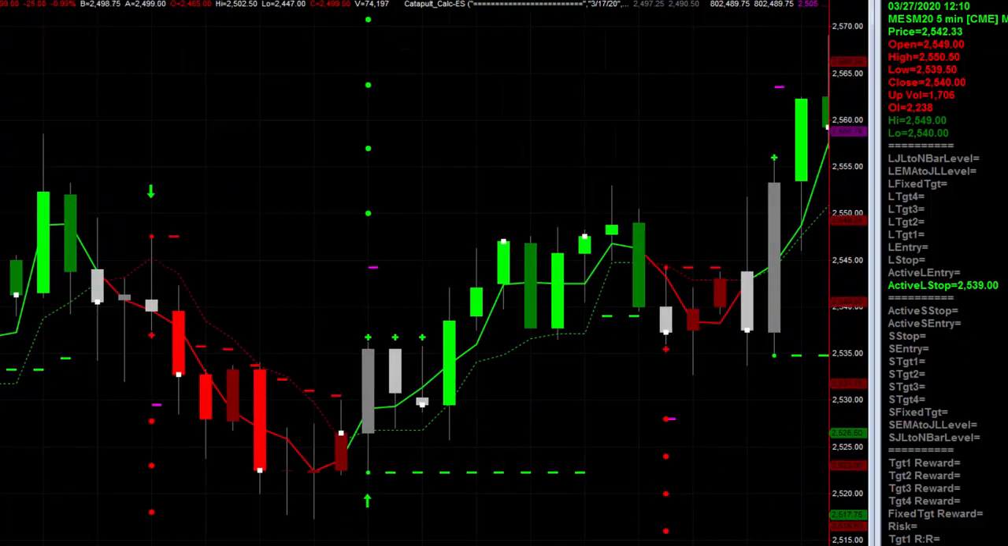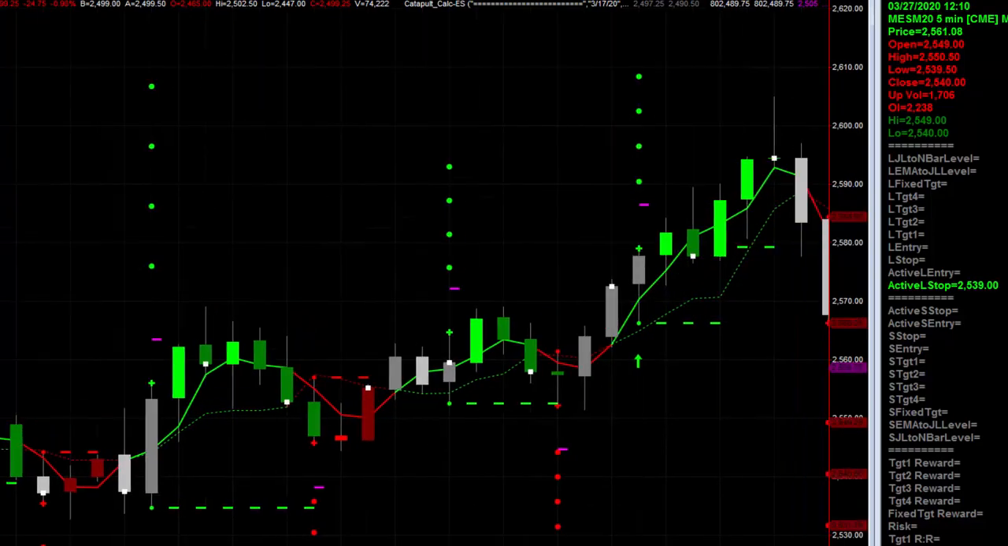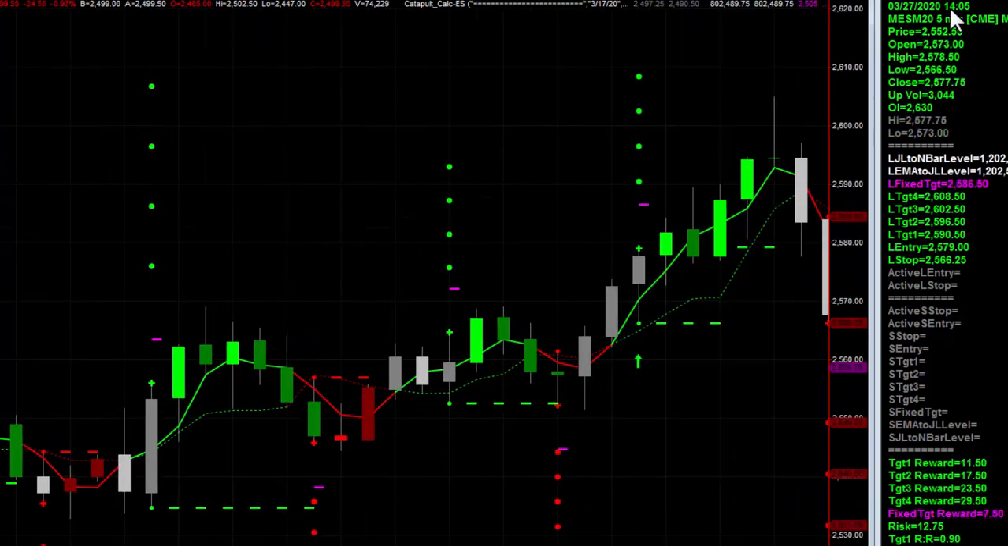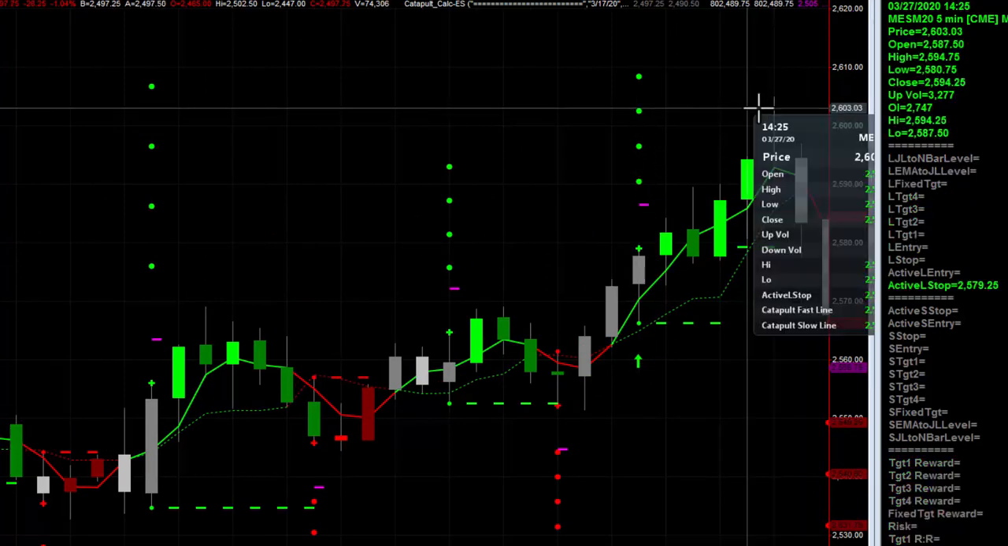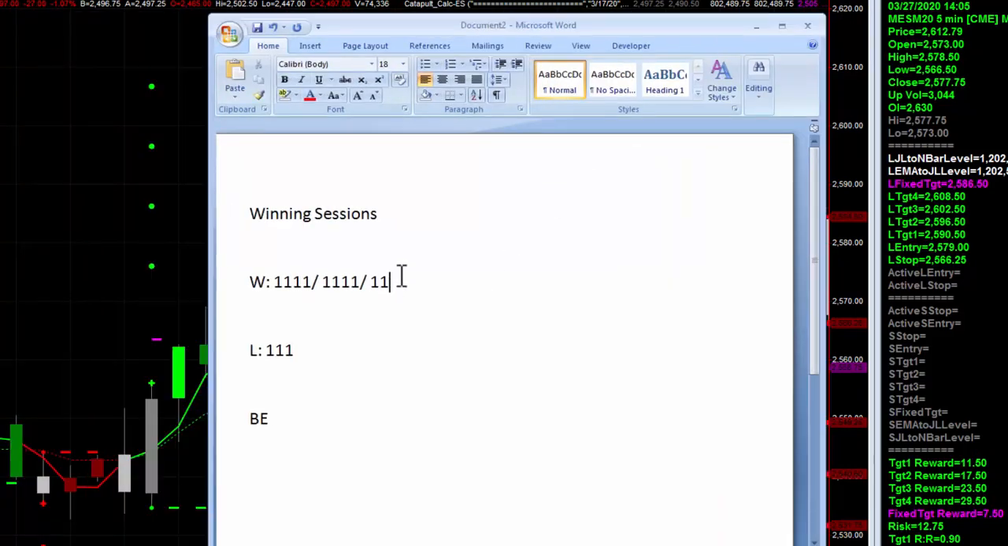All right, so let's go to the 2 p.m. This will be the final trade of the week because there is no 6 p.m. on Friday. So let's see what happens. It's right here, 5 minutes after 2 p.m. Target 1, target 2, target 3, stops out. Pretty straightforward. You can see the 11, 17, and 23 point targets. 1 and done. Another winning session.